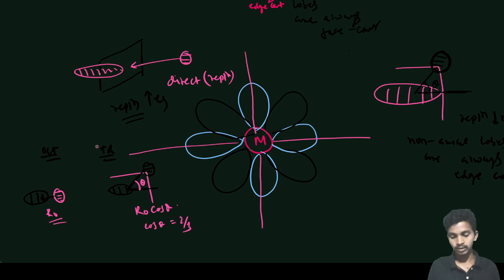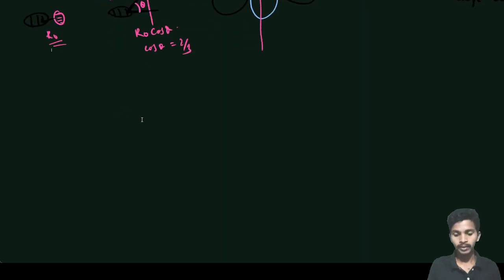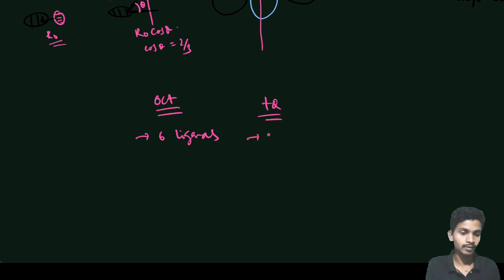Okay, if we say that this is for Rc, then this is 2 upon 3, or any angles. This type of relationship holds. So if I talk about octahedrals, for octahedrals we have 6 ligands, and for tetrahedrals we have 4 ligands.